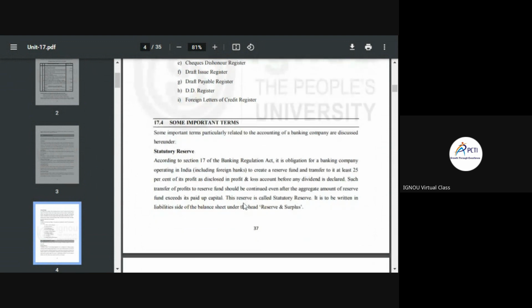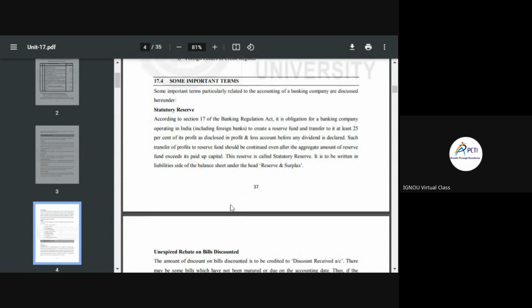Then we have some important terms like statutory reserve, that is reserve under Section 17 of the Banking Regulation Act. It is the obligation for a banking company operating in India to create a reserve fund and transfer to it at least 25% of its profit as disclosed in the P&L account before any dividend is declared.